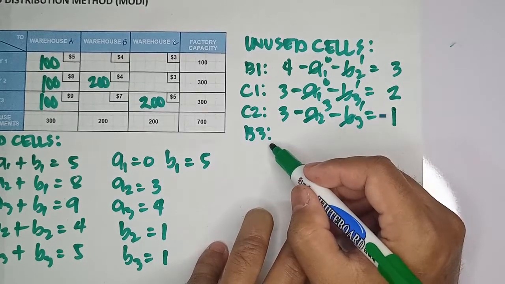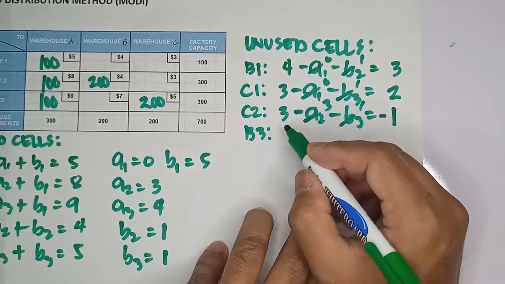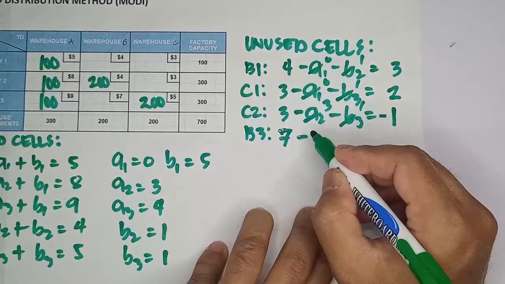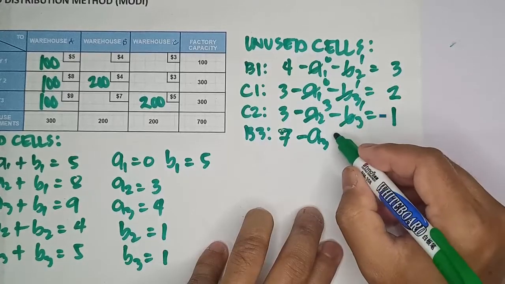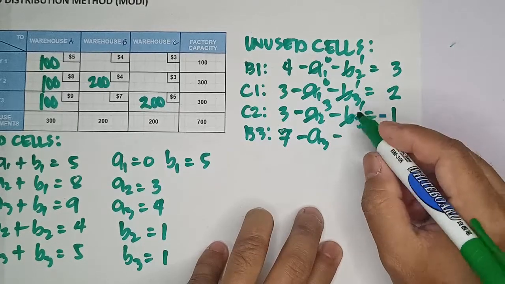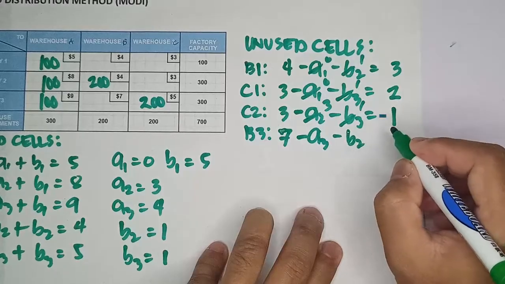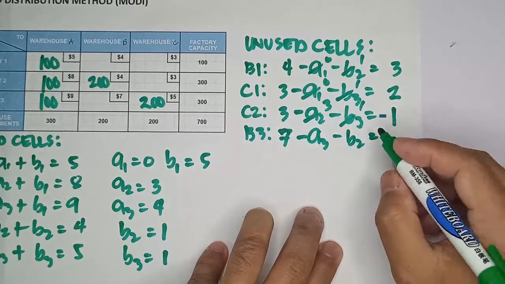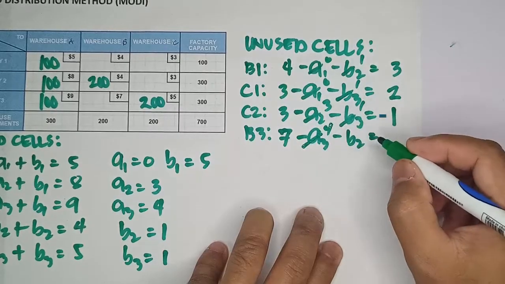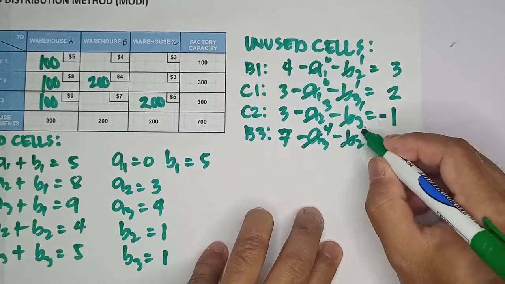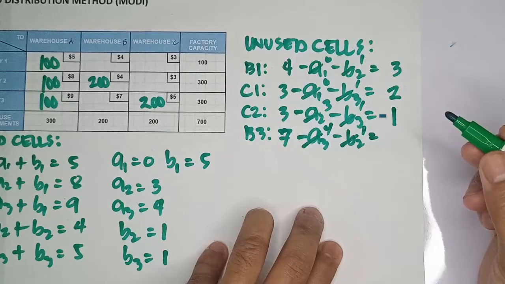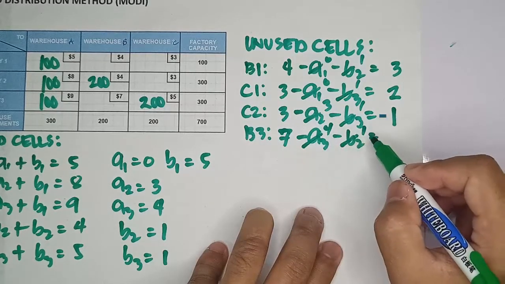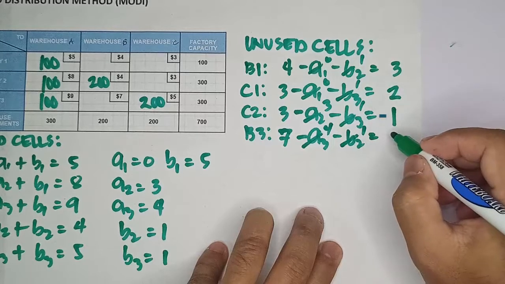And the equation for B3 is 7 minus A3 minus B2. A3 is equal to 4, B2 is equal to 1, and the improvement index for B3 is 7 minus 4 minus 1 equal to 2.